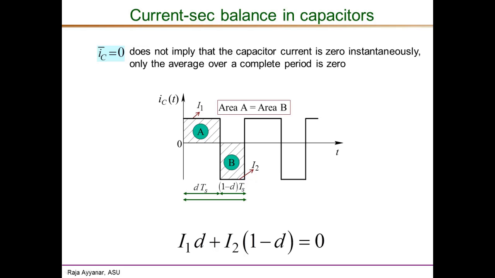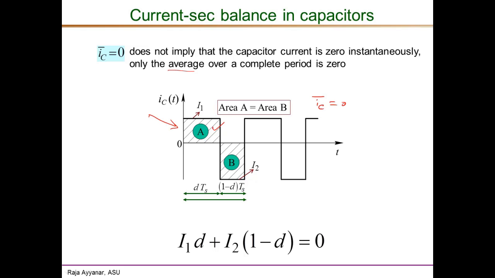whereas in switching converters it is only the average, taken over one complete switching period, that is 0. So instantaneously, as seen in this example here, the instantaneous current can be either a very large positive value or a very large negative value, such that the area under the positive portion, which is this area A, is exactly equal to the area under the negative portion, the area B in this figure. So A and B, the two areas, are exactly equal, so they cancel each other to result in the average IC being 0, IC bar being 0.